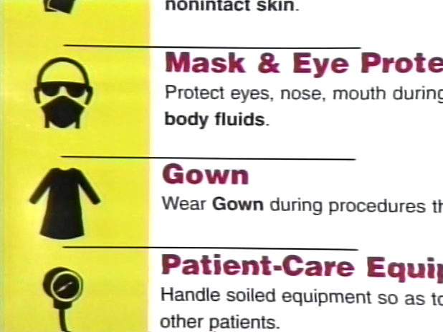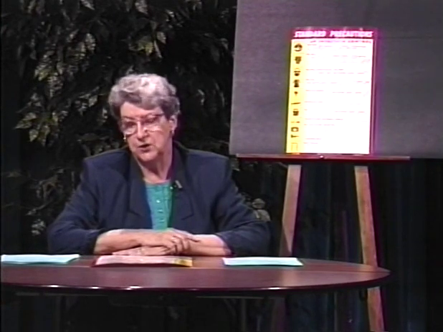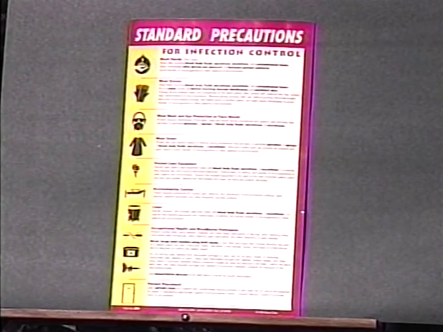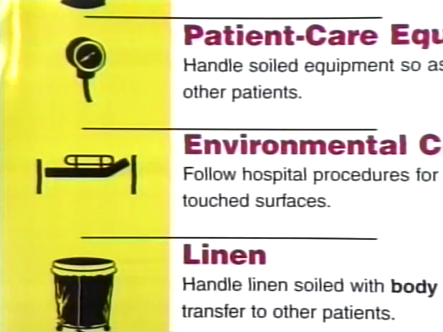The fourth precaution, wear a gown. Protect the skin and prevent soiling of clothing during procedures that are likely to generate splashes or sprays of blood, body fluids, secretions, or excretions. Remove a soiled gown as promptly as possible and wash hands to avoid transfer of microorganisms to other patients or environments. The fifth regulation, patient care equipment.